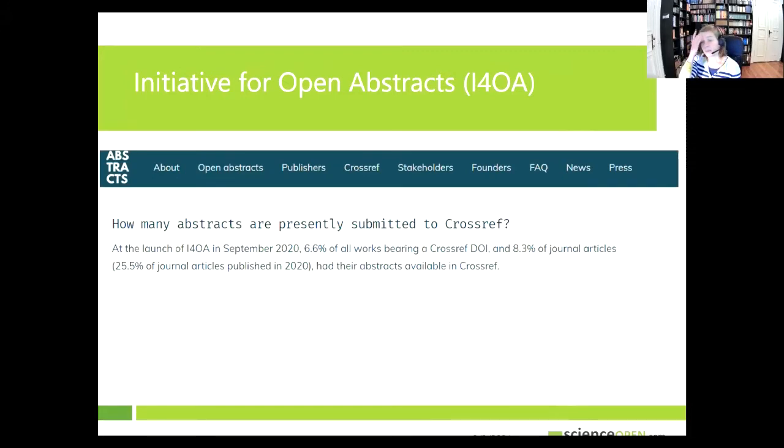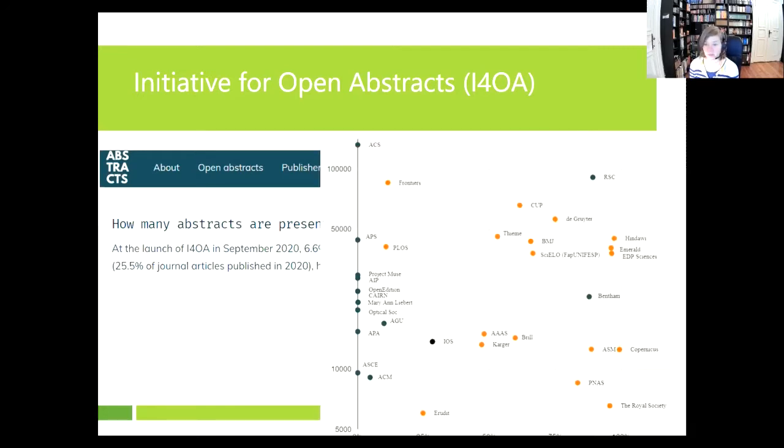One initiative, if you're interested in getting involved in making abstracts more openly available, is the Initiative for Open Abstracts. Just to give you an idea, in September 2020, when they started this initiative, only 6.6% of all the works with a Crossref DOI and 8.3% of journal articles had abstracts available in Crossref. In orange are publishers who are supporting this initiative and making their abstracts freely available as part of the Crossref metadata, and I really hope we're going to see that continue to grow, because as authors, you really can expect publishers to make that little snippet of your work available.